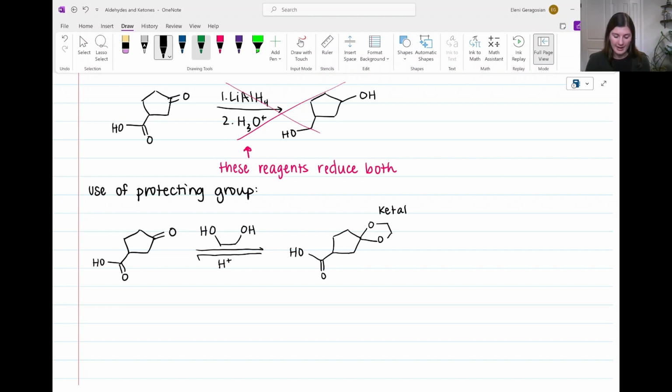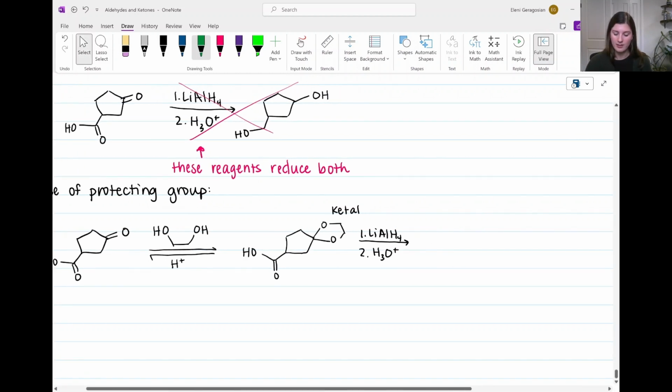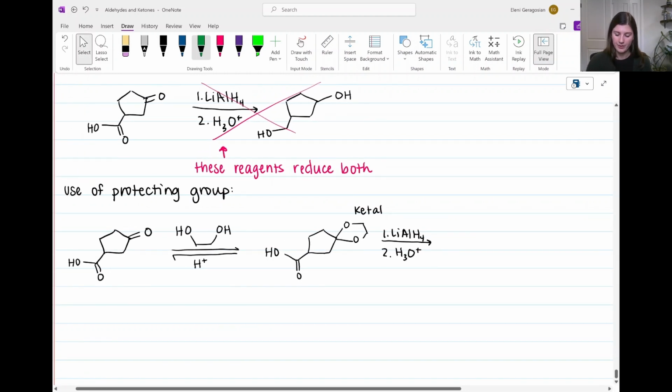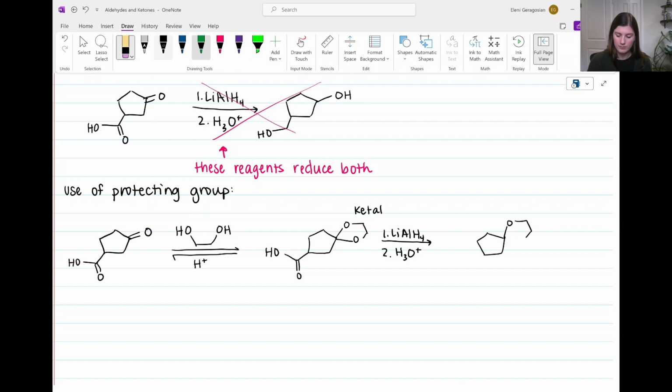So now if we add the lithium aluminum hydride and then acid in a second step, the only part of the molecule that can now get reduced is the carboxylic acid part of the molecule. So we keep the ketal as is. And we've reduced the carboxylic acid.